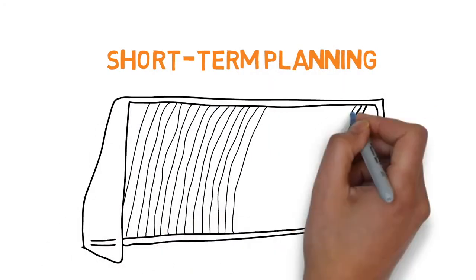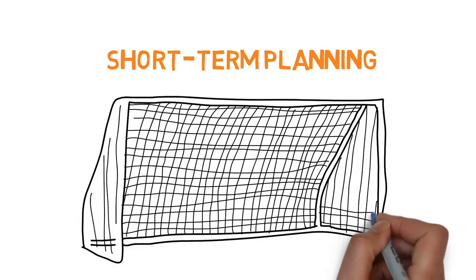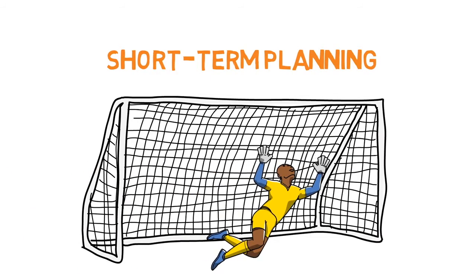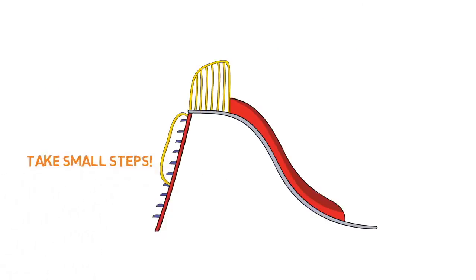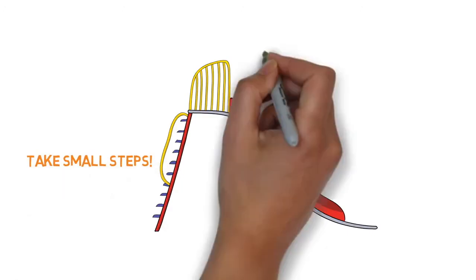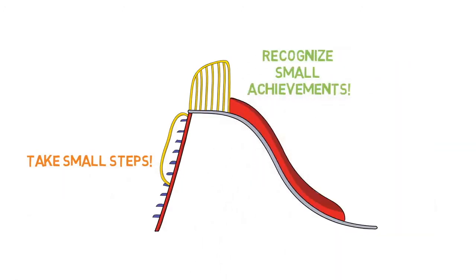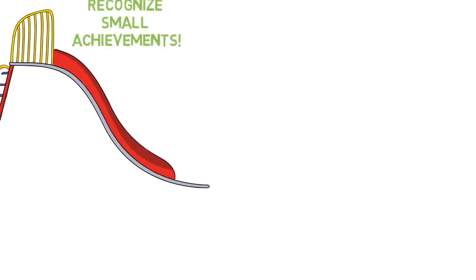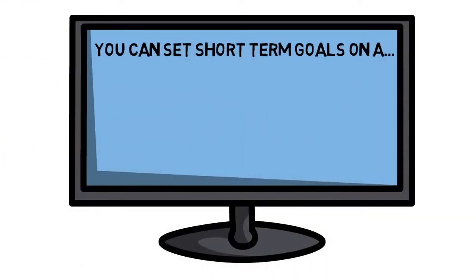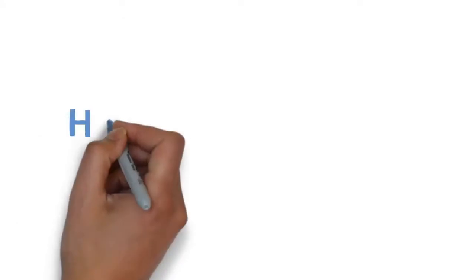Short-term planning is an amazing way to keep yourself accountable to your long-term goals. So instead of tackling a huge goal all in one go, it's easier to take small steps towards achieving your long-term goal. Always remember to recognize your small achievements so you don't lose motivation. You can set short-term goals on a weekly basis, a daily basis, or even both. Setting short-term goals can really help build a structure to your day.